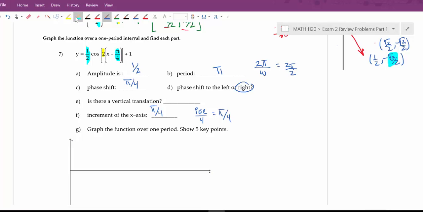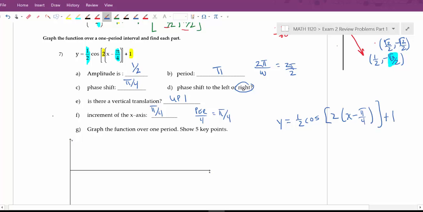Okay, and then this number right here is your vertical translation. That's what up 1 is going to be. So we've got everything recognized. Now we're going to build a graph out of this. All right, so I'm going to put this at the side. We're going to be graphing y equals 1/2 cosine of 2 times (x minus pi over 4) plus 1.